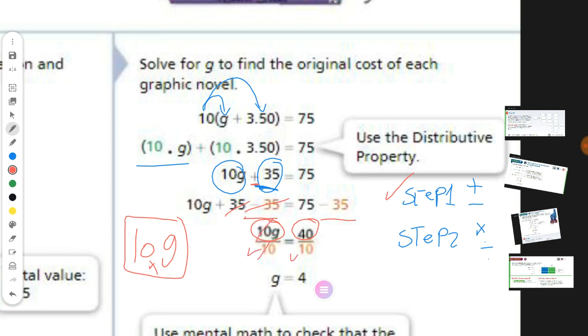10 divided by 10 equals 1. 1G means G. And on the left hand side, 40 divided by 10 equals 4. We solved the problem. So the original price of each book was $4. And now, each one will be what? We will add 3.5 to the 4, so it will be 7.5 nowadays. Okay?